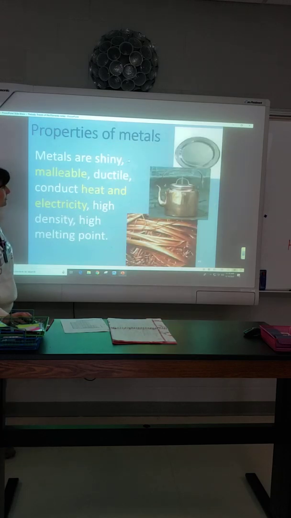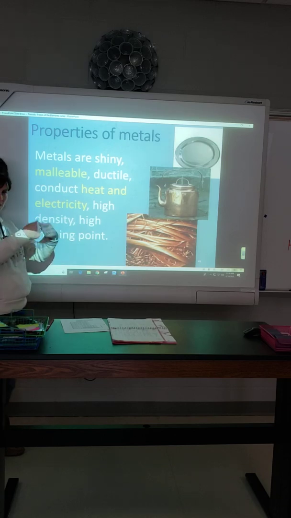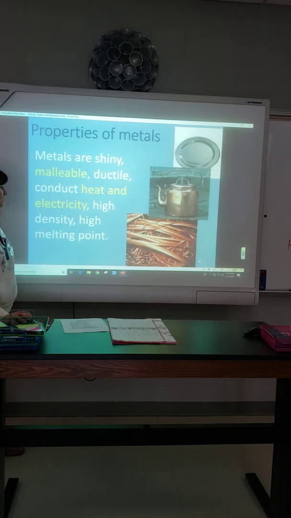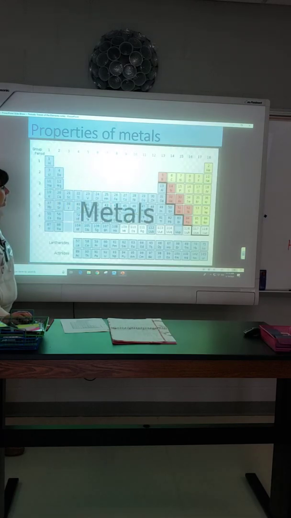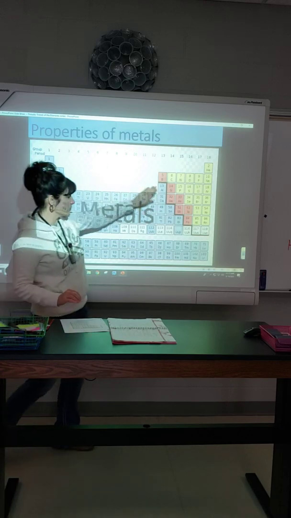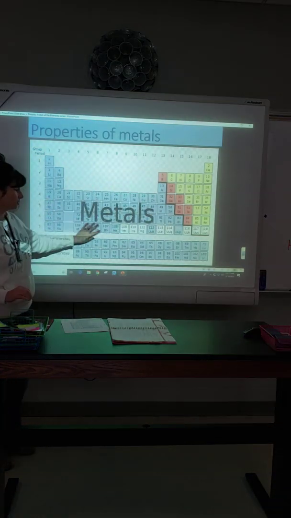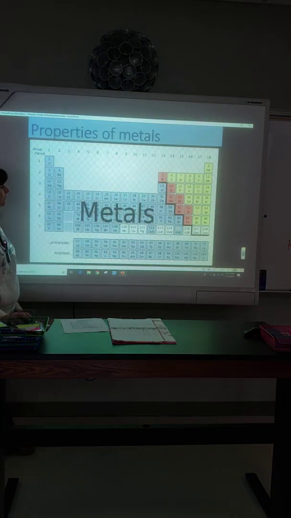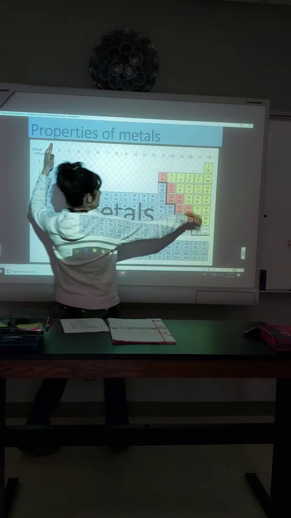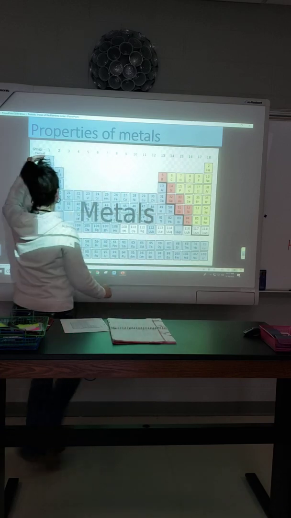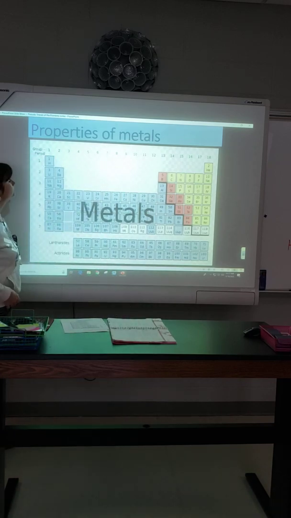All right, so first some characteristics of metals. Obviously they're shiny, they're malleable, meaning you can bend them. They conduct heat and electricity well. They have a high melting point, high density. And here are our metals in that bluish gray color. All right, so a lot of metals. Again, it's showing groups 1 through 18, and it's showing periods 1 through 7.